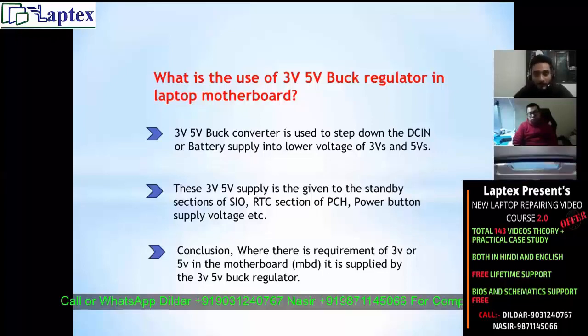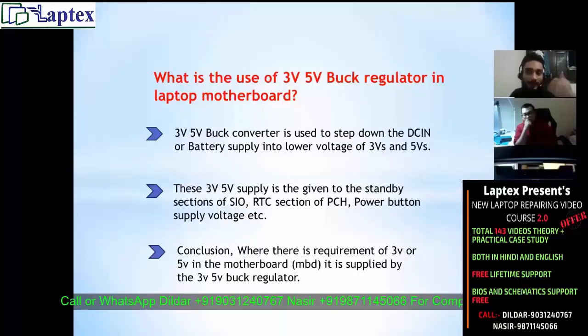After that, the 3 volt 5 volt supply is given to the standby section of SIO, the RTC section of PCH, the power button, and the power supply. These are the common points where you will see this 3 volt 5 volt LDO supply going. So wherever there is a 3 volt 5 volt requirement in the motherboard, you will see a 3 volt 5 volt buck regulator related to that.